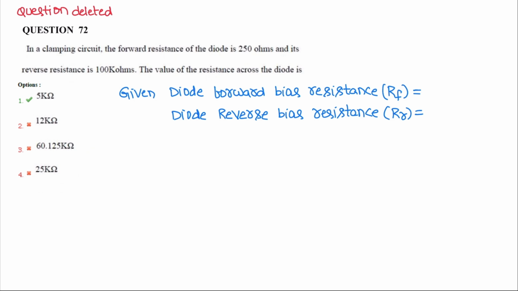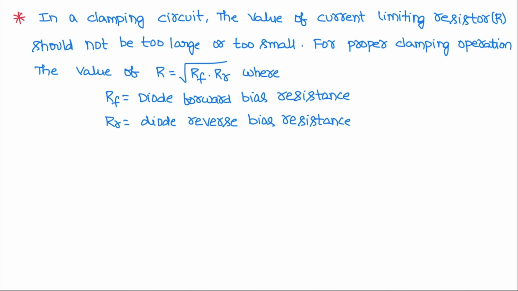Question number 72, and this question is deleted from the question paper. In the given question, which is a clamping circuit, the value of current limiting resistor is obtained. Current limiting resistor should not be large or should not be small. For proper clamping operation, the value of current limiting resistor is square root of Rf into Rr, that is diode resistance in forward bias and diode resistance in reverse bias.